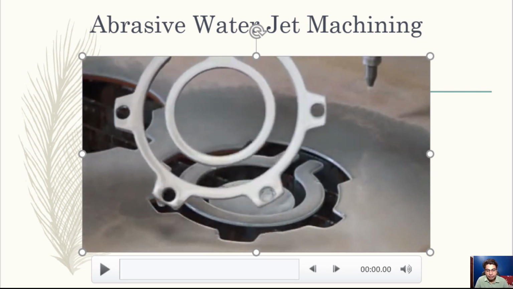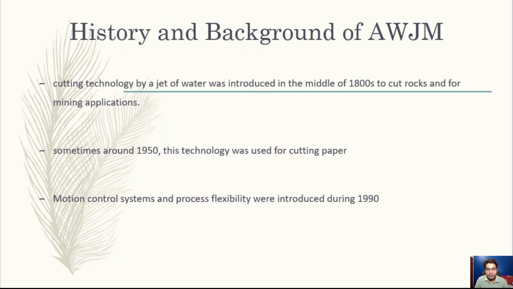Thus, we have seen the preciseness of the cutting process. Now, coming on to the history and background of the abrasive water jet machining process. The cutting technology by jet of water, high pressure water jet erosion machining, was first introduced in the middle of the 1800s to cut rocks and for mining applications. Many years later, sometime around 1950, this technology was used for cutting soft material like paper. In the 1880s, abrasives as media were introduced in the water jet to enhance the process efficiency.